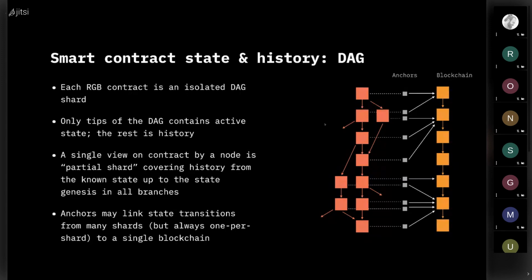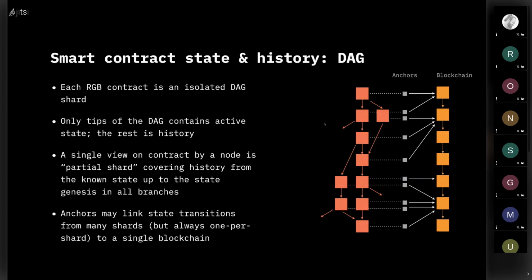And if you compare this to blockchain, there are quite a lot of similarities, because if you think about transactions inside blockchains, they are also a DAG. And only tips of this DAG, which are actually the UTXO set, contain the actual state distribution, the funds distribution, and the actual state of the blockchain system. The rest of the blockchain is just a history record. So pretty much the same applies for RGB.